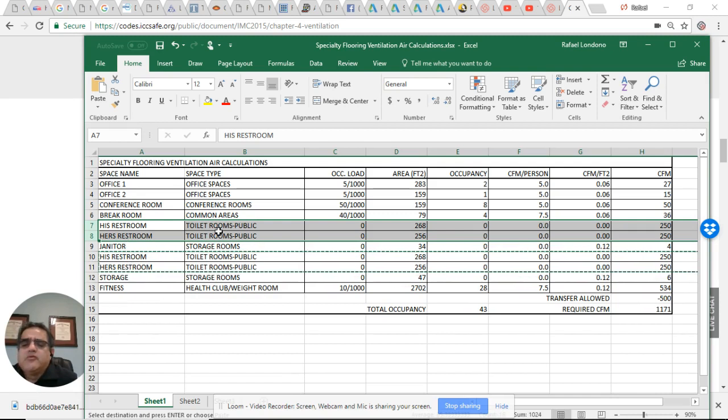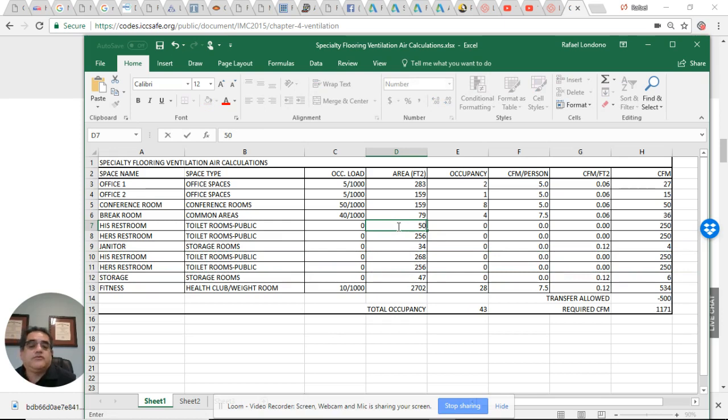I made a copy and I moved it up. His restroom, really, they're not designated. I'm sure one's going to be his, one is going to be hers. So I'm just going to pick water closet one to be his. That's 50 square feet. Now here's the thing about restrooms.